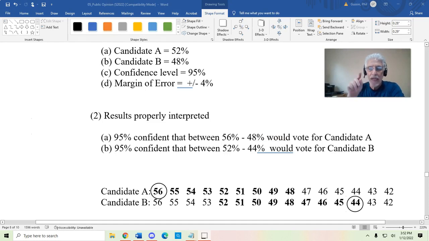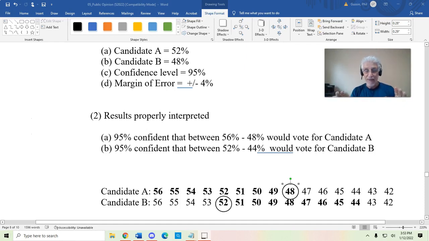Based on this poll, it could be that 56% of the population supports candidate A and 44% supports candidate B. In other words, the media would report that candidate A was ahead by 4 percentage points, when in fact candidate A could be, at least based on this poll, ahead by 12 percentage points. Here's another possibility.